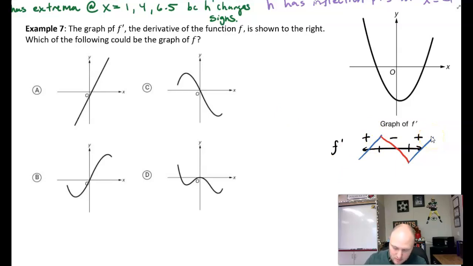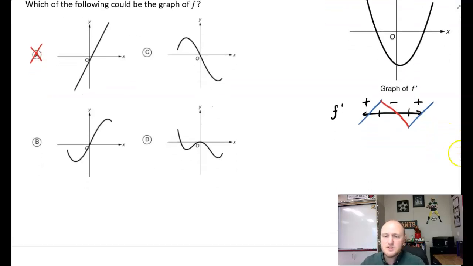So looking at option A, it is a strictly increasing function. That's going to go out the window. Option B, we are decreasing, then we're increasing, and then we're decreasing. We like that pattern, but we want it flipped. Option C, increasing, decreasing, increasing. Okay, C's an option. And then D, decreasing. No, that's not what we want. Increasing, decreasing, increasing. It is not D. C is our answer.